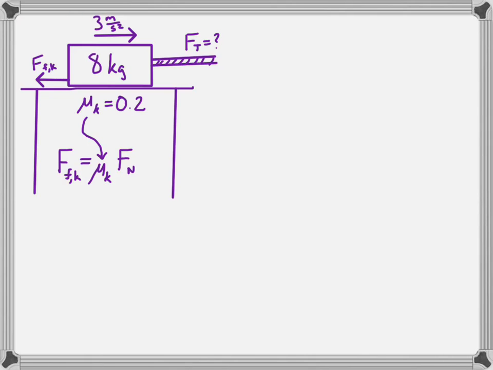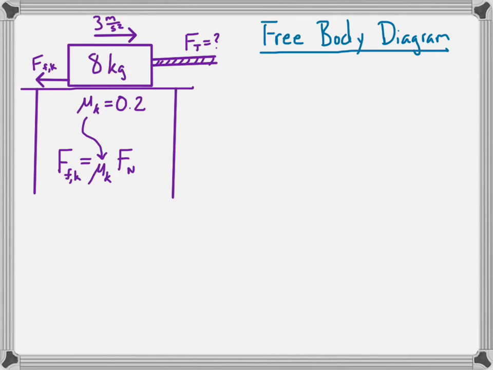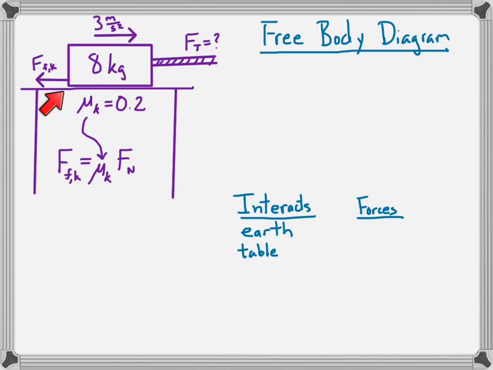To figure out a free body diagram, first of all, I have to ask myself, what is this block interacting with? And then what's the force or forces that come as the result of that interaction? Well, the first thing that this block interacts with is Earth. Another thing that it interacts with is the table. Okay, it's in contact with the table. And then finally, the third thing that it's interacting with is the rope. So it has three things that it's interacting with.